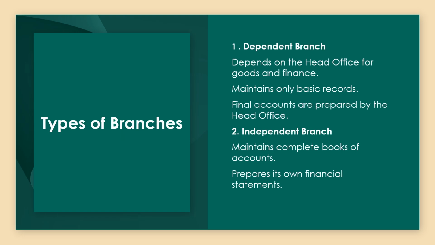Types of branches. Branches are mainly classified into two: dependent branches and independent branches. Dependent branches depend entirely on the head office for goods, finance, and accounting. The features include: goods are supplied by the head office, cash collections are sent to the head office, the head office pays most expenses, only basic records are maintained, and final accounts are prepared by the head office.